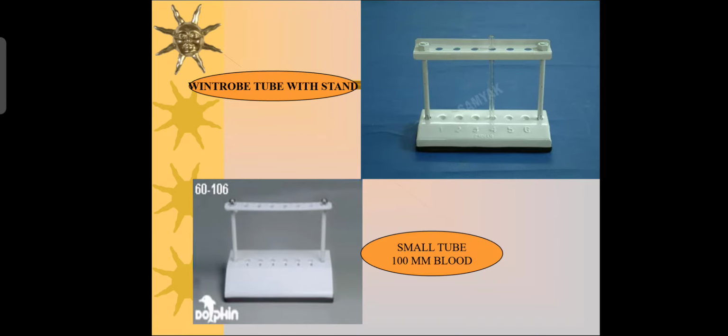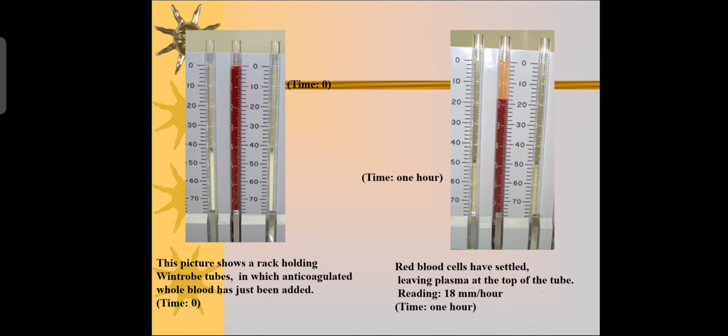So in practical, you can see this Wintrobe's tube with stand, and Westergren's pipette with the stand. In the first figure, we place the blood in the Westergren's pipette containing anticoagulant. At the end of 1 hour, you can see the red cells have settled, leaving the plasma at the top. Reading is 18 millimeter per hour. So that reading you have to measure at 1 hour. Here ESR is 18 mm per hour.